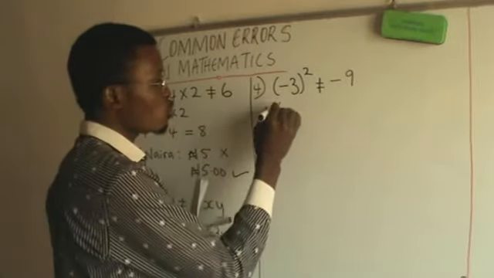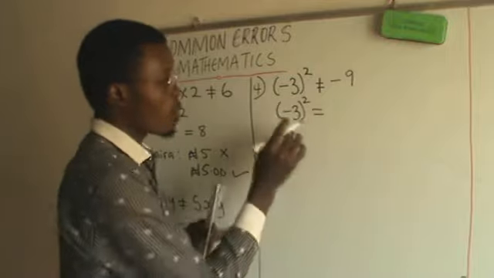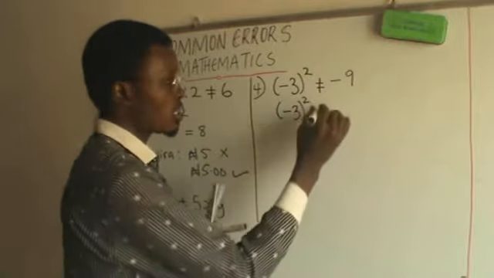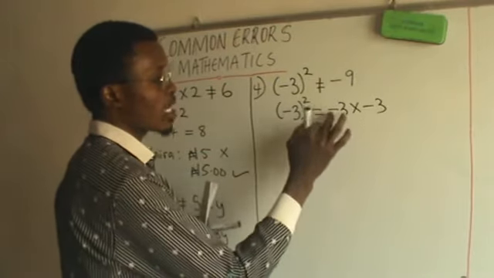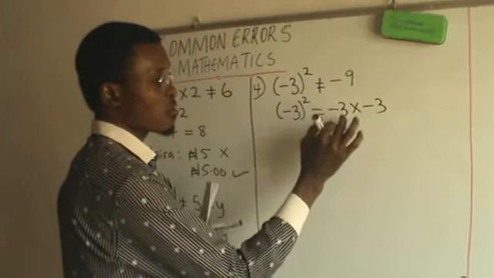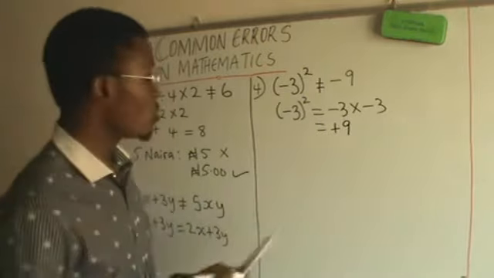So what's the right thing to do? Minus 3 all square is expressed as what? By square we mean multiply minus 3 by itself twice. You have minus 3 times minus 3. This gives us what? Minus times minus we know is plus. 3 times 3 gives us what? 9. So the correct answer is 9 and not minus 9.